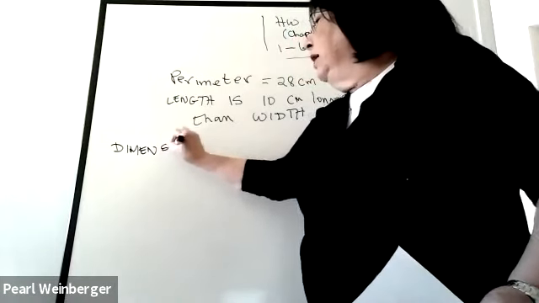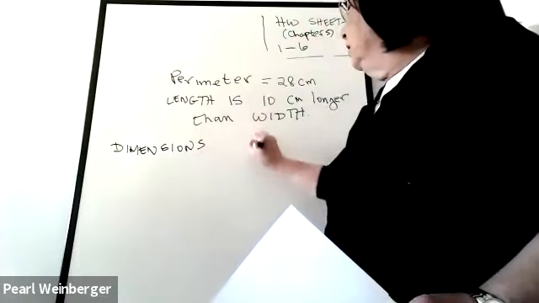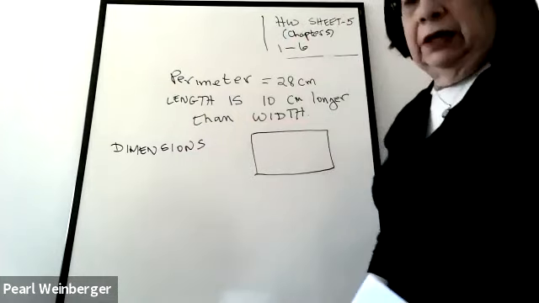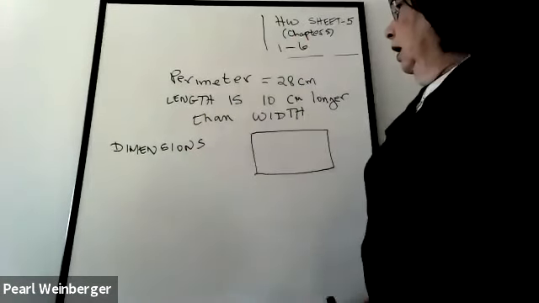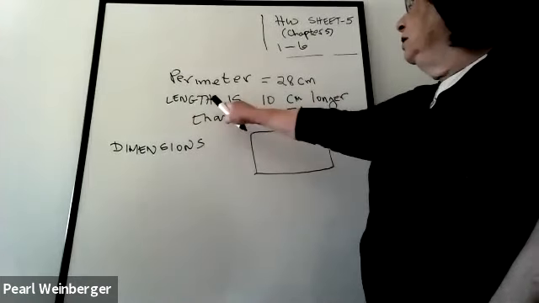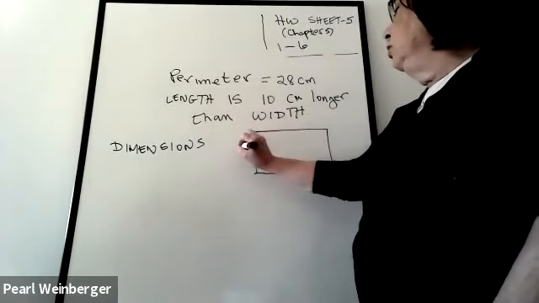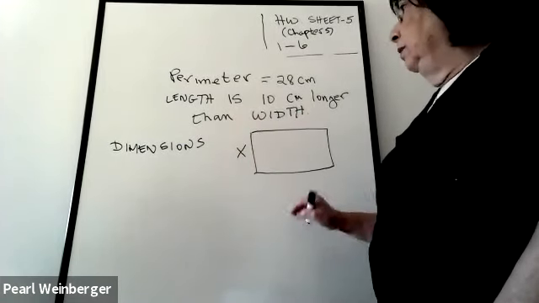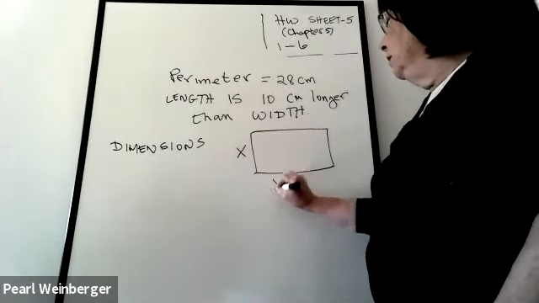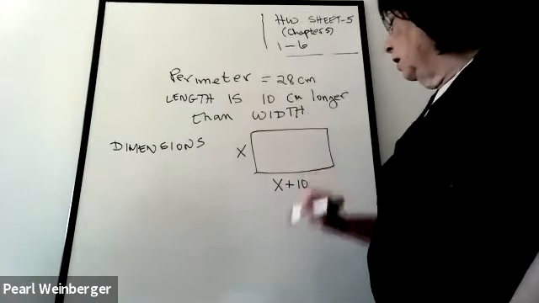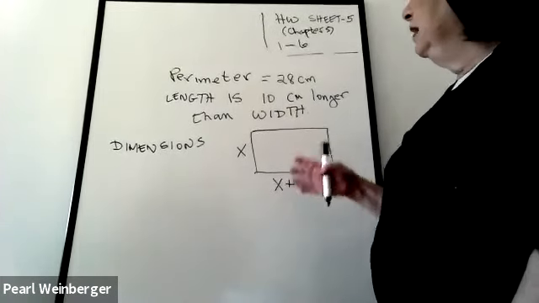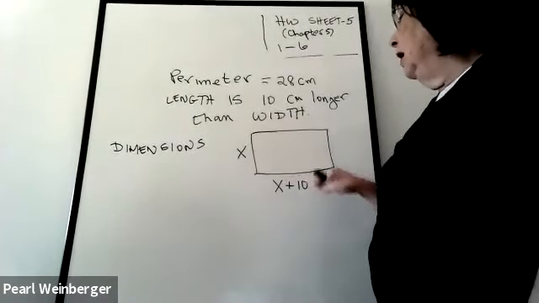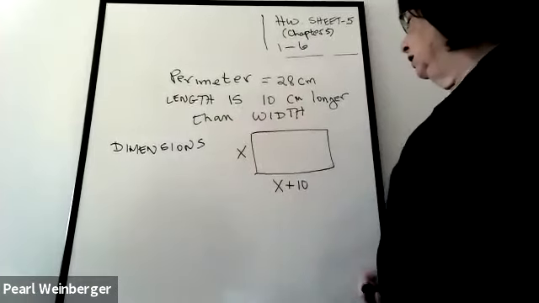Now, we've done these type of questions before. Let's do this together. Remember what we do? We draw ourselves a little rectangle. And since it's telling us the length is 10 more than the width, let's call the width x. And 10 more means add 10 to it, so the length is going to be x plus 10. If it said 10 less, then I would have done x minus 10. So be careful. More, I add 10, less, I subtract 10.